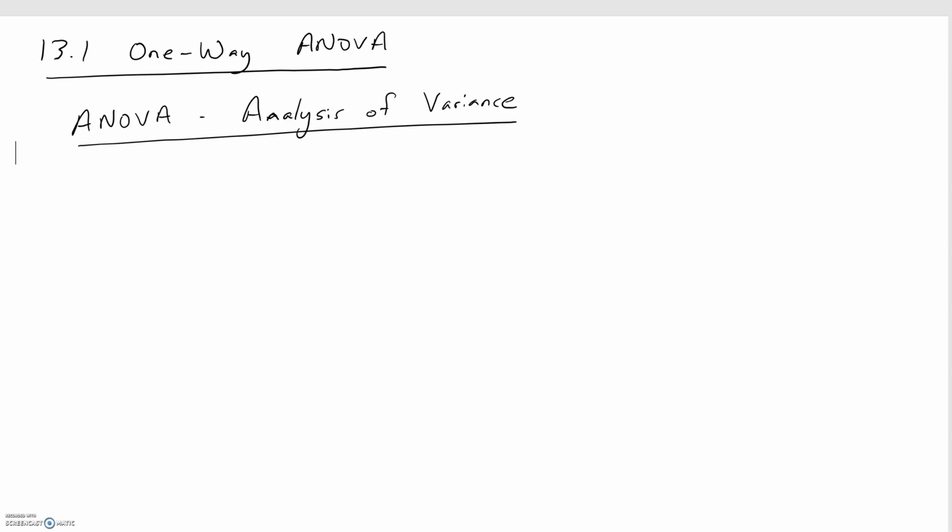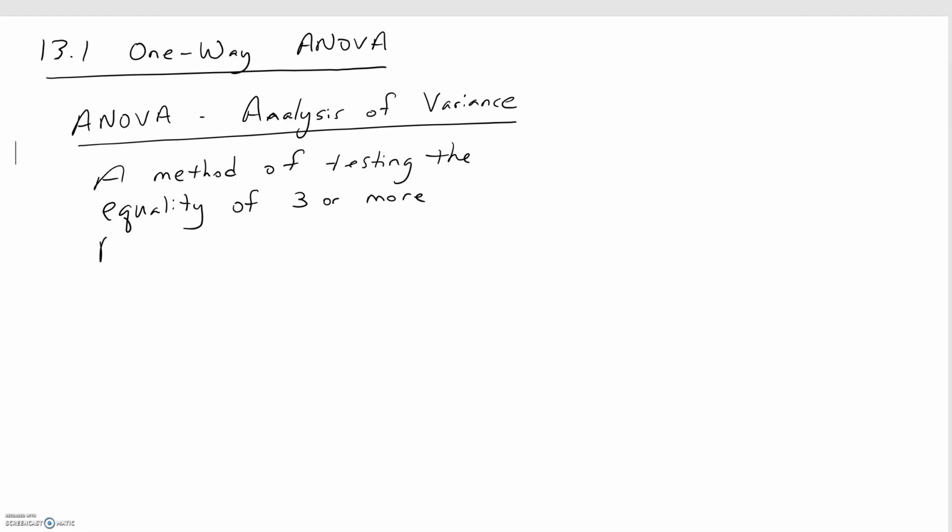All right, so what are we going to do? Well, we're going to analyze the variance. It's a method of testing the equality of three or more population means. So we're actually testing the means, and how are we doing this? By analyzing sample variances.